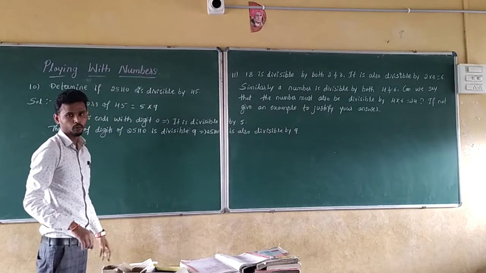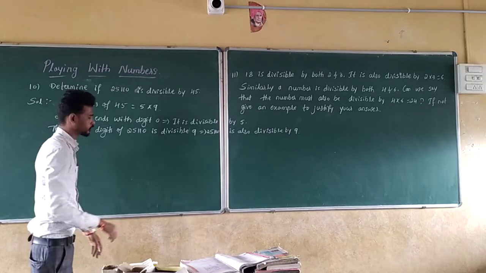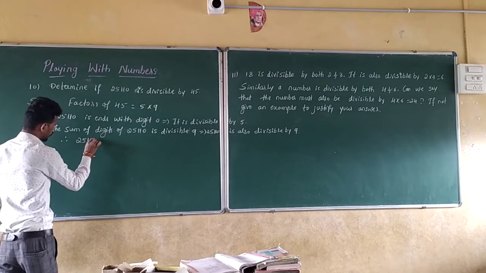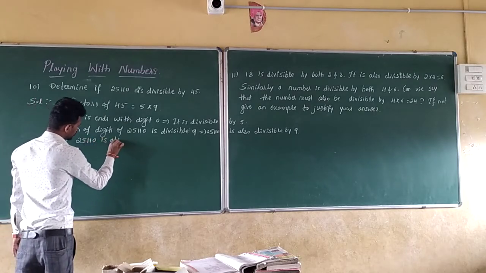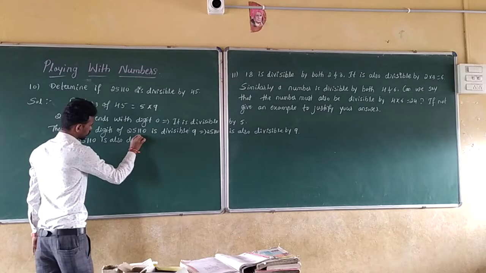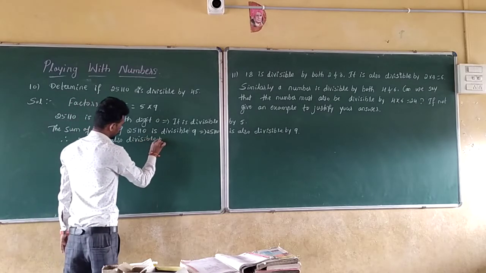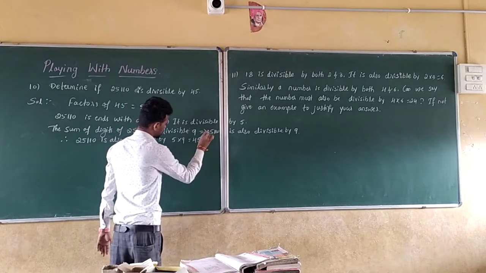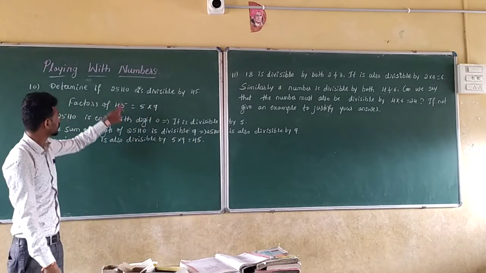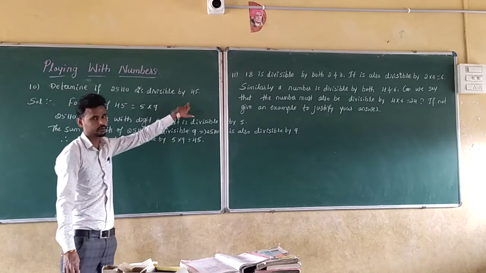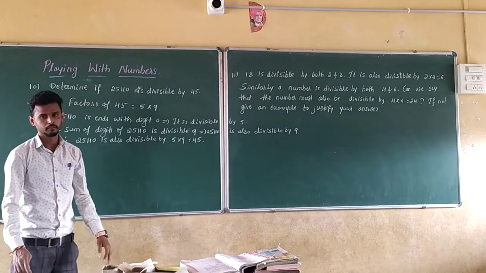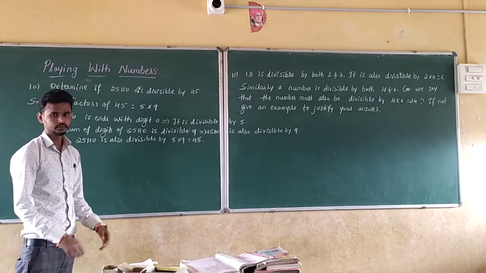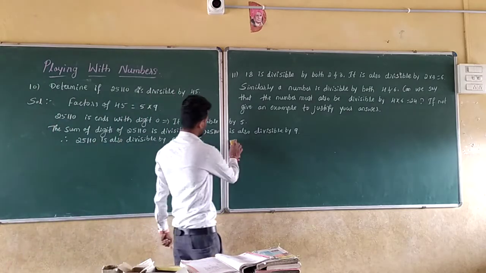divisible by 45. Therefore 25,110 is also divisible by 5 into 9, that is 45. So the number 25,110 is divisible by 45. So this is about the solution of the 10th question. Now let us see the next question, level 1.